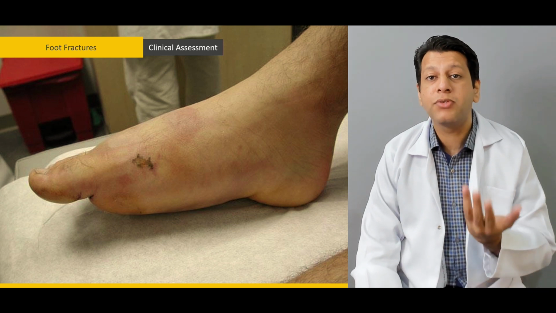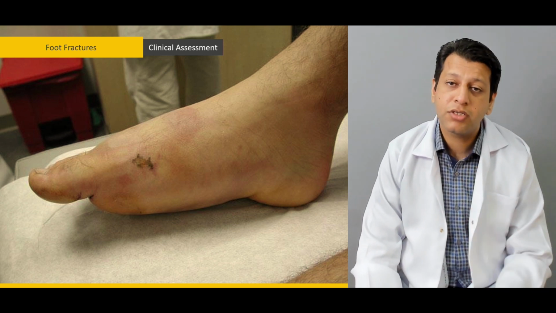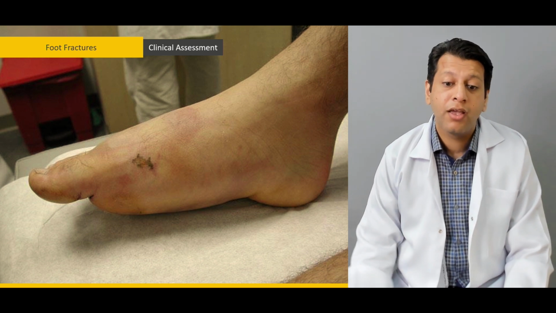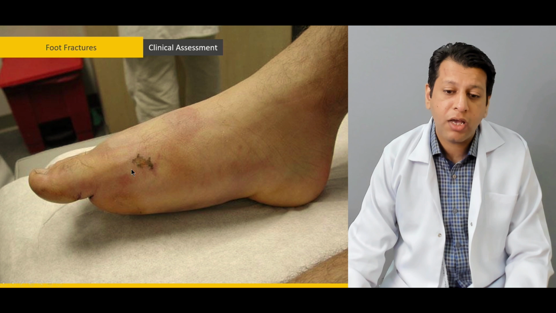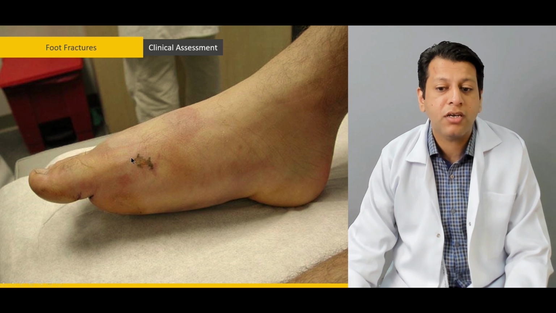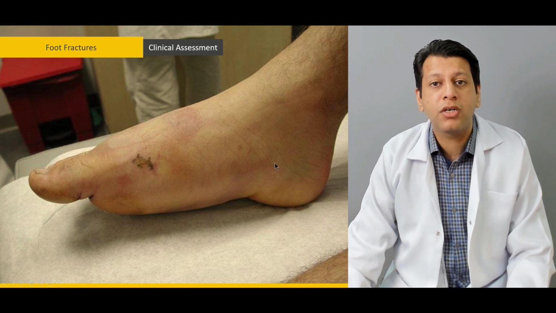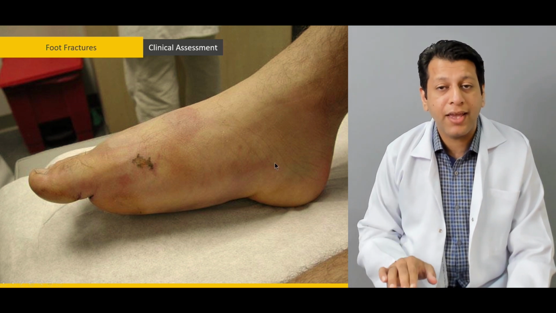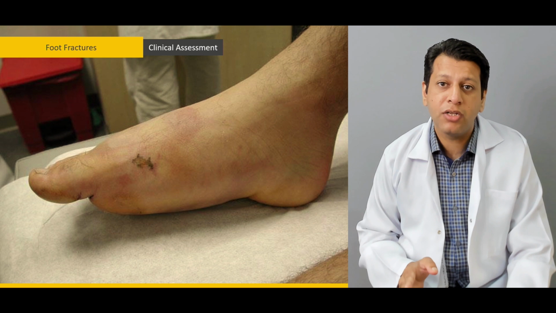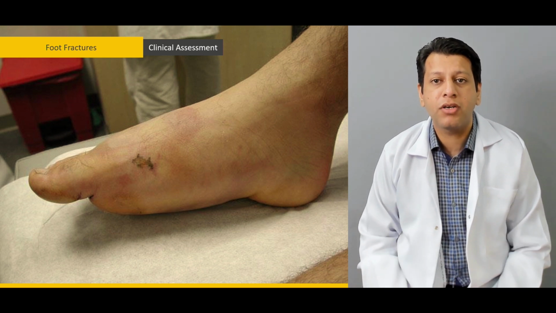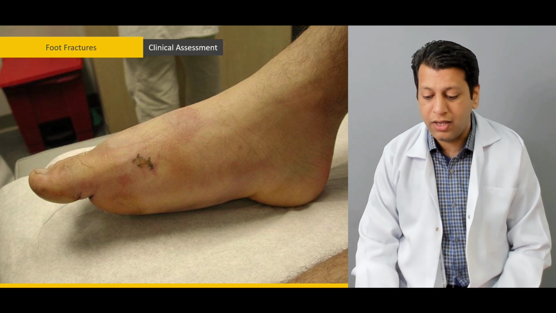So then comes the examination. Examination starts with eliciting where the tenderness is. If the forefoot is damaged, then there would be tenderness over the metatarsals or tarsal bones. But in case of a talus fracture, the most tenderness would be over the ankle joint. And when you palpate the medial malleolus or lateral malleolus, there will definitely be some amount of tenderness present in the ankle area.